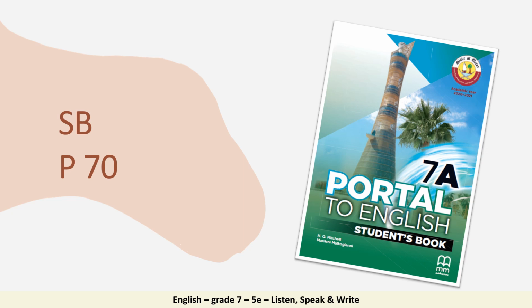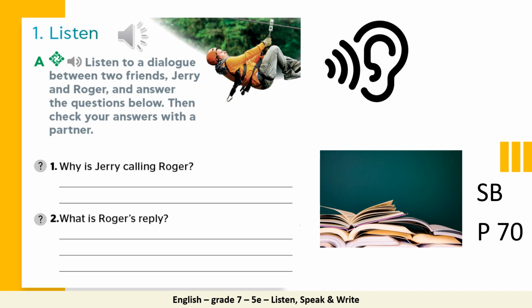Please open your student books on page 70. Now that you have opened your student books on page 70, let's start with the first listening activity. In this activity, we're going to listen to a dialogue between two friends, Jerry and Roger. First, let's read the questions carefully before we listen. Question 1. Why is Jerry calling Roger? Question 2. What is Roger's reply? Let's now listen.